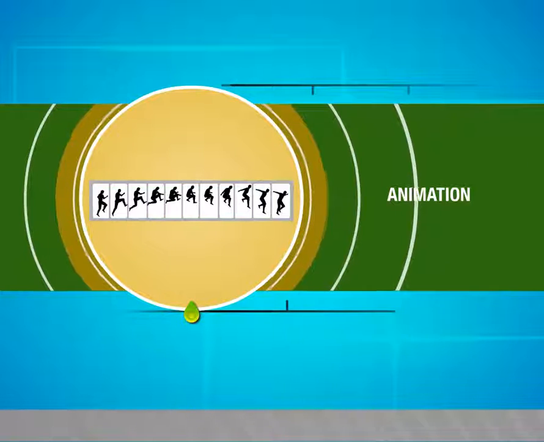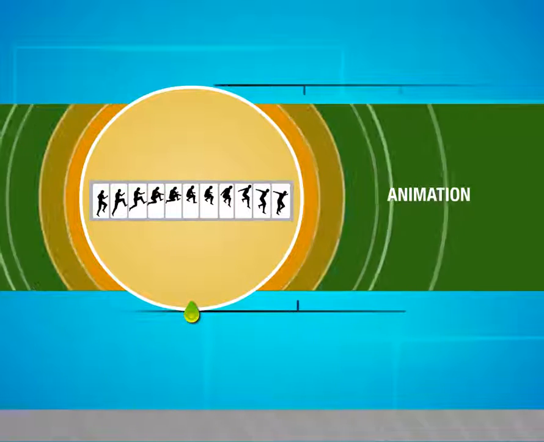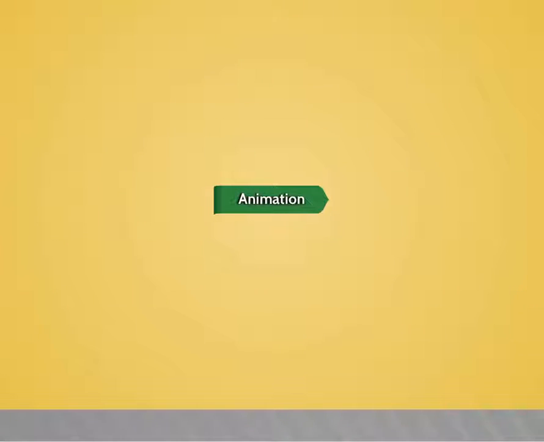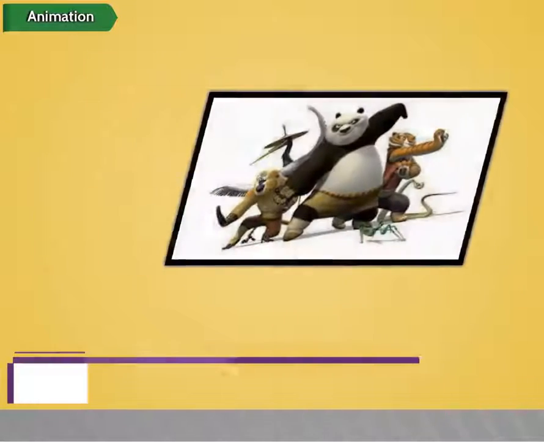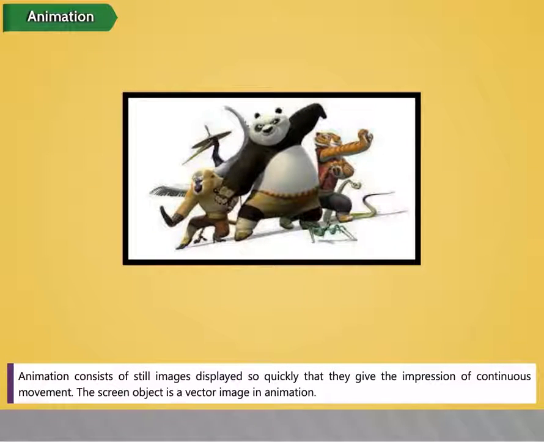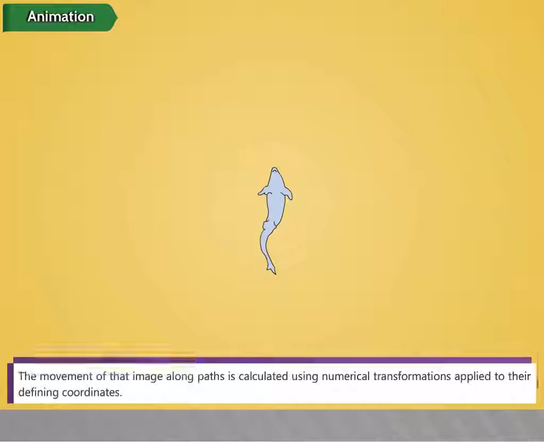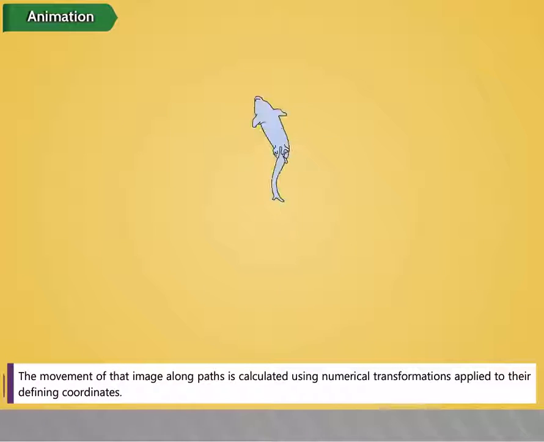Animation. In this video, we are going to see about animation. Animation consists of still images displayed so quickly that they give the impression of continuous movement. The screen object is a vector image in animation. The movement of that image along paths is calculated using numerical transformations applied to the defining coordinates.